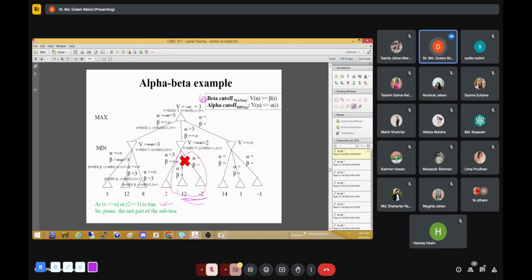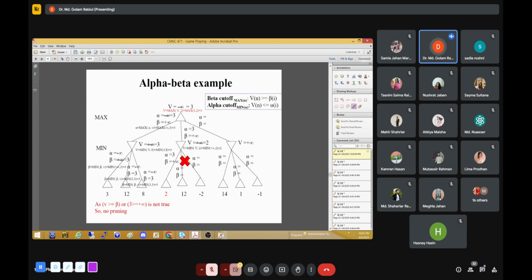So from here we got just 2. And now we have to update the V using the max equation. Max of our V and 2, which one is the maximum between 3 and 2? Maximum is 3. So here is the 3. Now we again try to apply the cutoff. This is the max node, so we have to apply the beta cutoff. That means we have to check whether V is greater than beta or not.